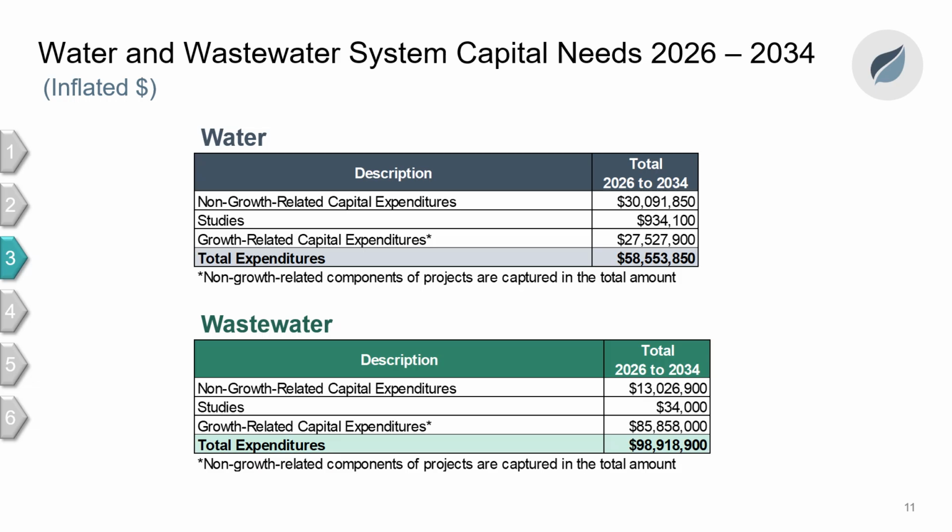So to summarize the capital needs we've identified over the next 10 years, we're looking at about $58.5 million in expenditures on the water side and just under $99 million on the wastewater side.